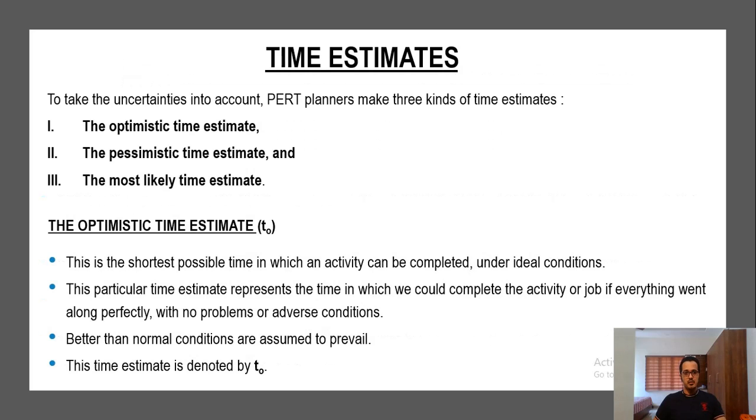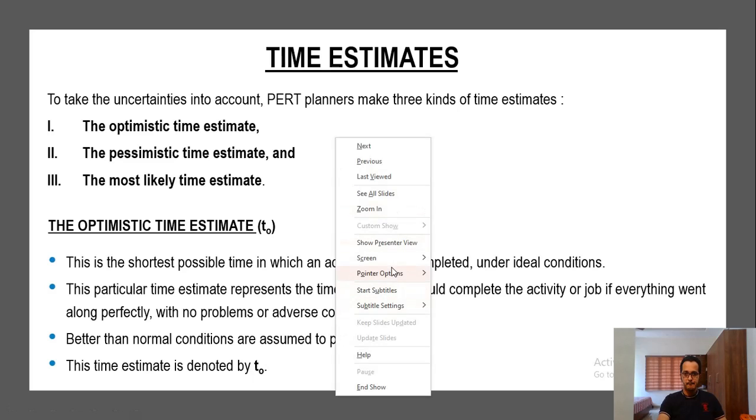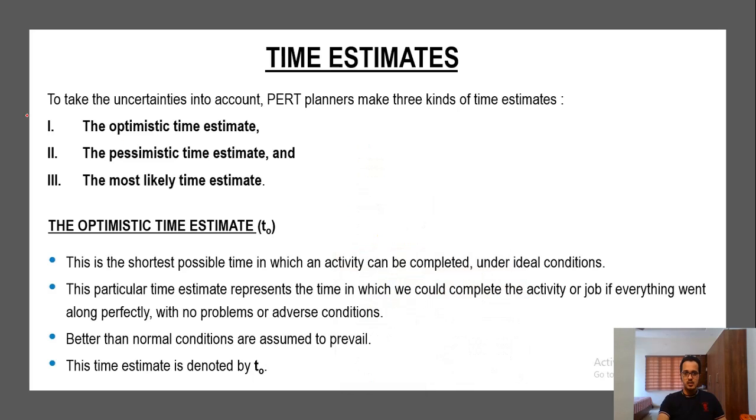So in PERT, there are basically three time estimates. The first one is the optimistic time estimate, then the pessimistic time estimate, and the most likely time estimate. The optimistic time estimate means, if all the conditions are favorable, the time taken for the activity to complete. Okay, so that's called the optimistic time estimate.